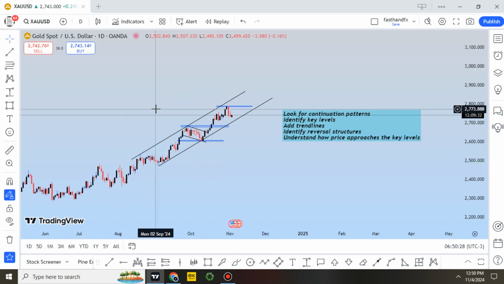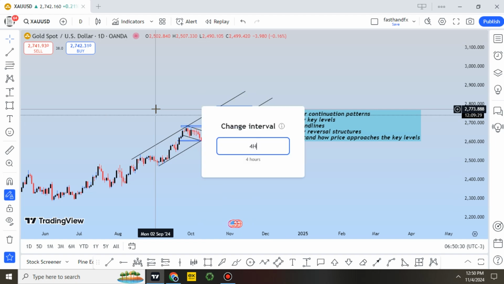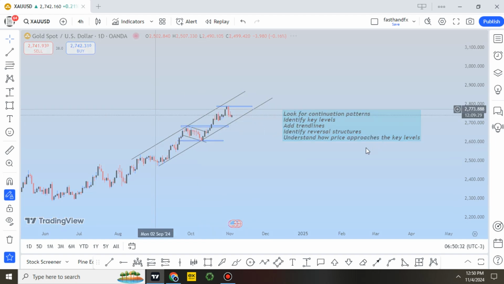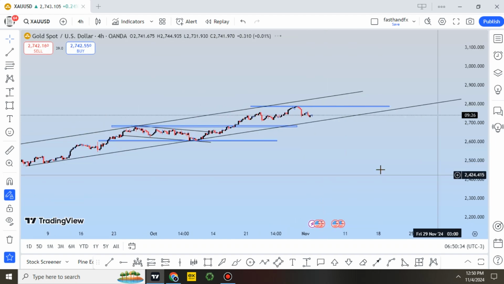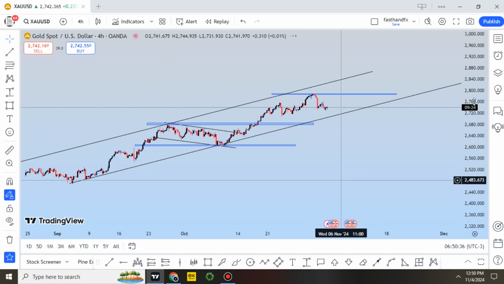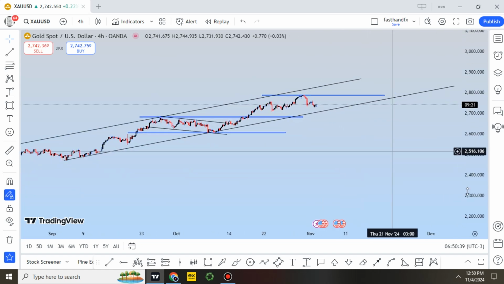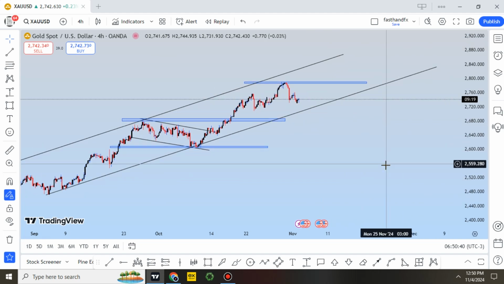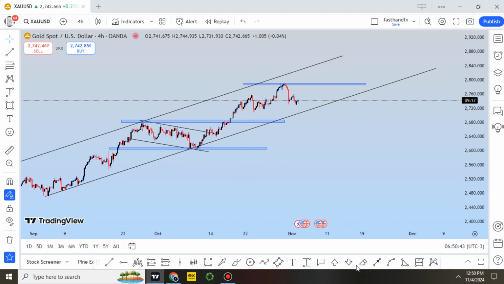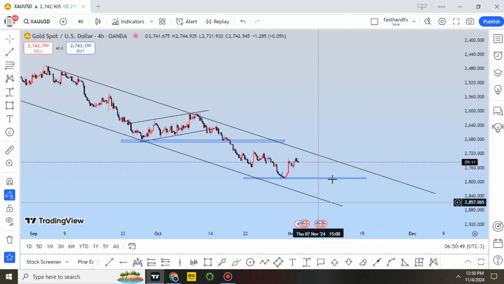So now let's go to the H4. We just repeat the same thing once again. All right, this is based on the daily. On the H4, we still need to identify continuation patterns and key levels, the way we did on the daily. Let me just remove this because I think I don't need that. Now let me just have this right there.